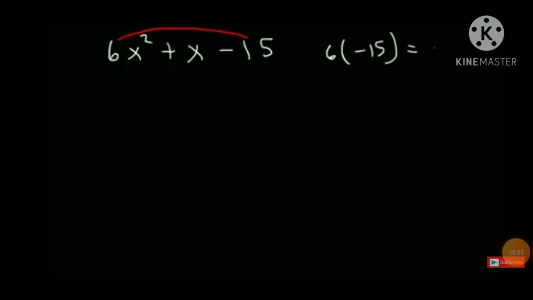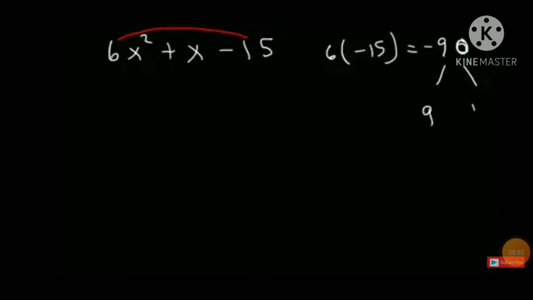Now let's try a similar example for the sake of practice. Go ahead and factor 6x squared plus x minus 15. So we're going to follow the same procedure. We're going to multiply the leading coefficient by the constant term. 6 times negative 15 is negative 90. Now we need to find two numbers that multiply to negative 90 but add to positive 1.